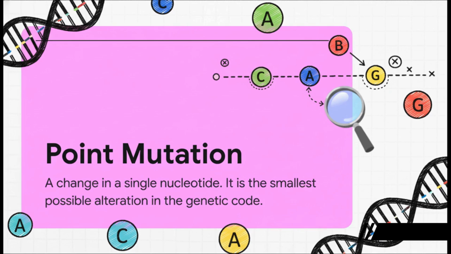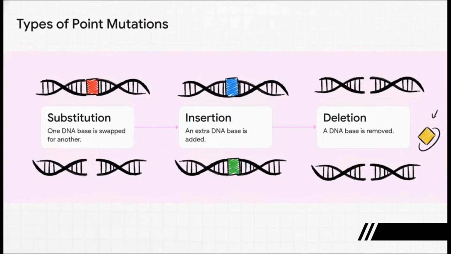And just like the slide says, this is a change that affects a single nucleotide base. You've got to remember that term, nucleotide, because it's the absolute smallest tweak you can make to the genetic code, and examiners expect you to know it. These single-letter changes can happen in one of 3 ways, and yeah, you need to know all 3.